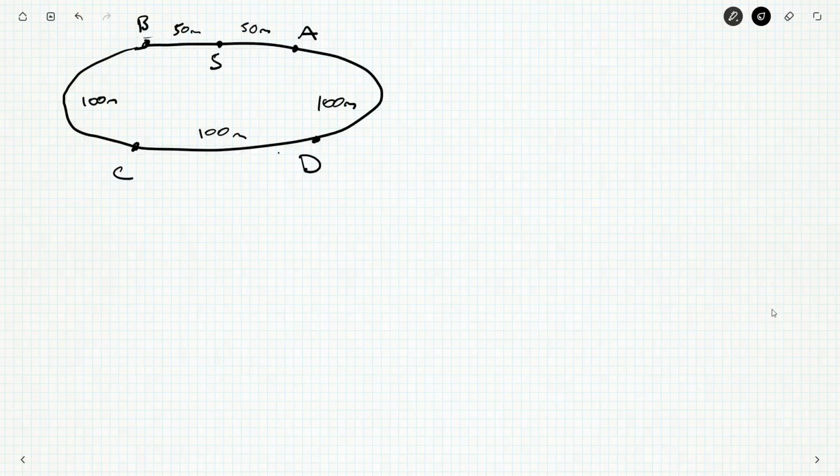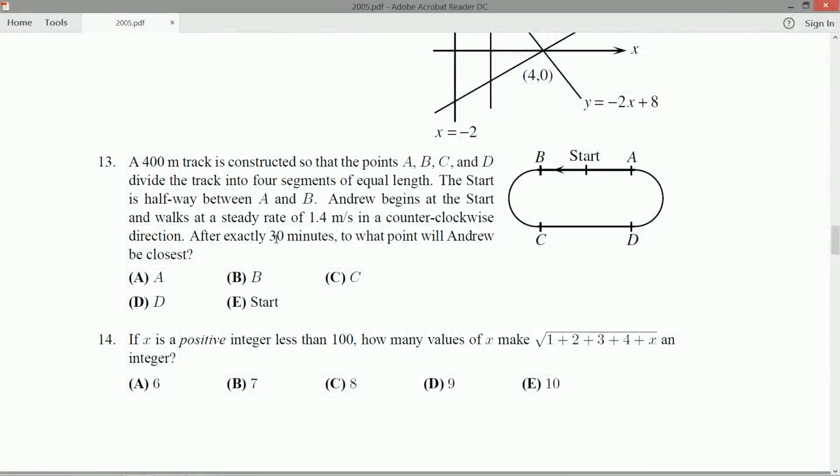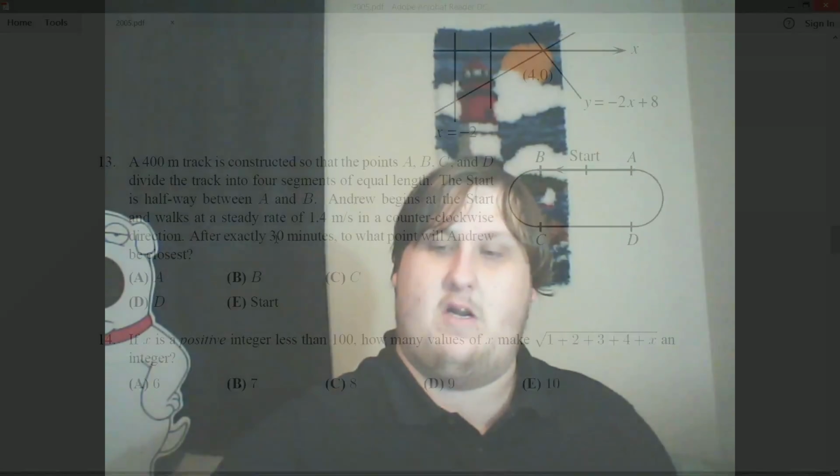So we start at S, and so the question is, after 30 minutes, where is Andrew? Because if I know how far he's gone around, I can place him on my little map and say, is that close to A, B, C? I can start asking that question. So how far has he walked? I was worried it was a run or a jog. No, it's walk at a steady rate of 1.4 meters per second. How far has he gone after exactly 30 minutes? That should be simple enough to calculate.